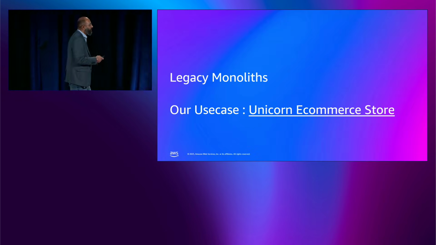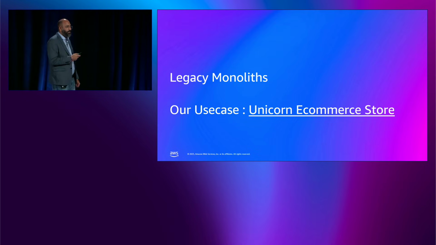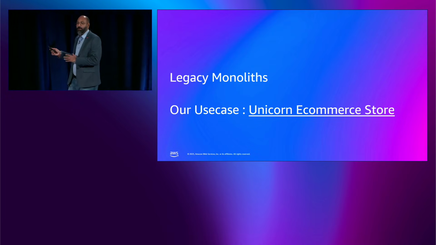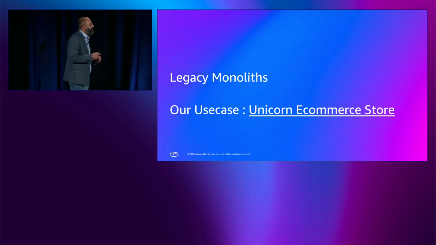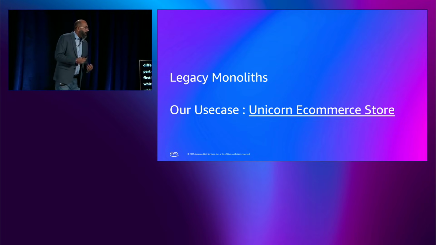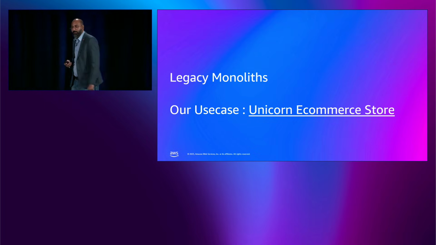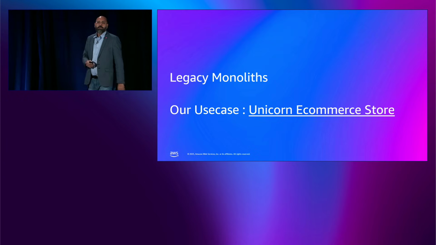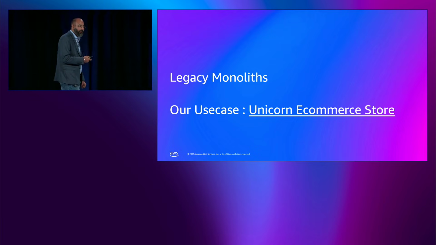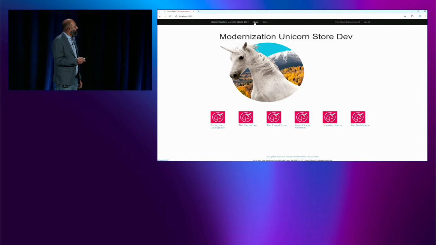So let me first introduce a sample application, which is a unicorn e-commerce store, representing a monolithic legacy application for our session. And we will be converging this into a more modernized architecture throughout our session. And in the end, we will have a modernized state of this unicorn store application. Now, what are some of the business capabilities this standard e-commerce monolithic application has? Just have a look at that.